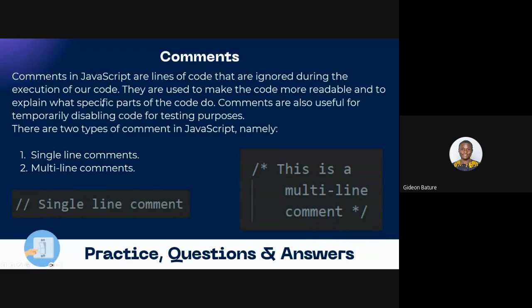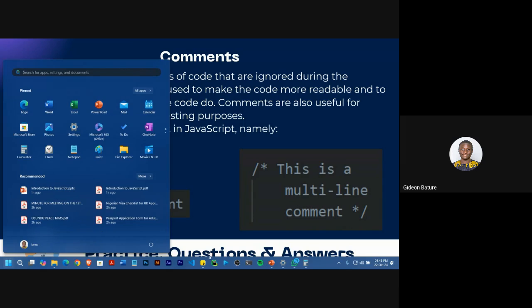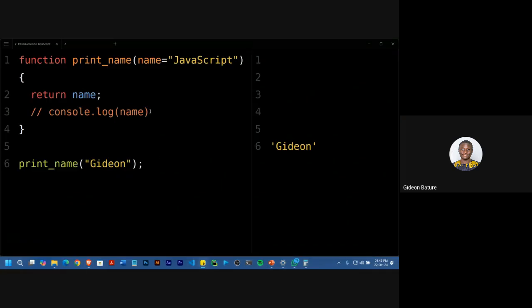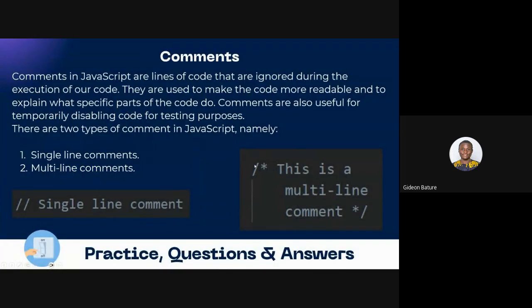Okay. So comment. I believe you guys have done this in your HTML, even your CSS, right? So also in your JavaScript, there's also what they call comment. And I've been using it actually. Like here, you can say I commented this part of my code. So in your comment, there are two kinds of comments in JavaScript. In fact, there are three types, but for now, let's just leave it to two types.